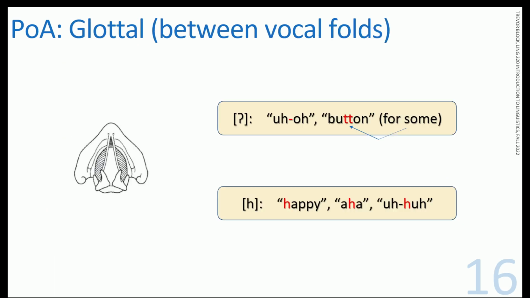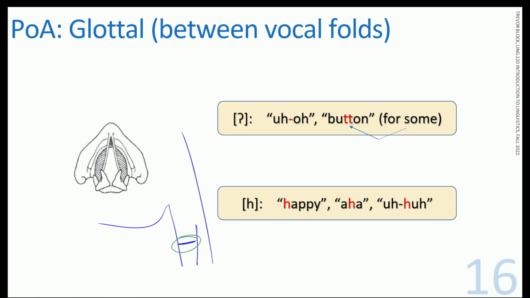Finally, we have our glottal sounds. So this is made at the glottis. So this is this area here on a face diagram. This is going to be a horrible drawing. Just pretend that's the bottom, and this is where your vocal folds are. This would be produced at this location down here.